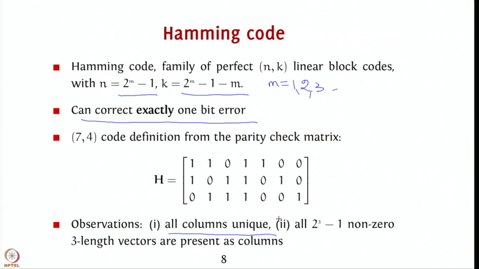In other words, again, this is something I am not proving formally. The code words of the Hamming code have minimum distance of at least 3. This is something which you can find out. So any single bit error pattern is uniquely decodable. That is the key idea.